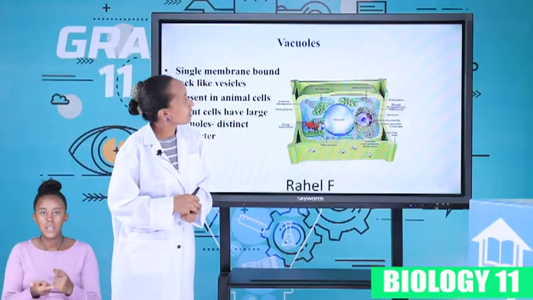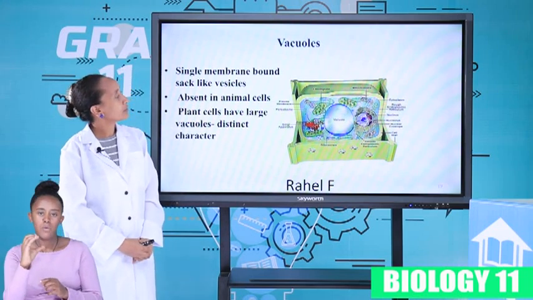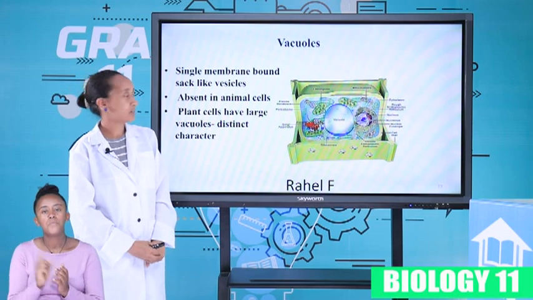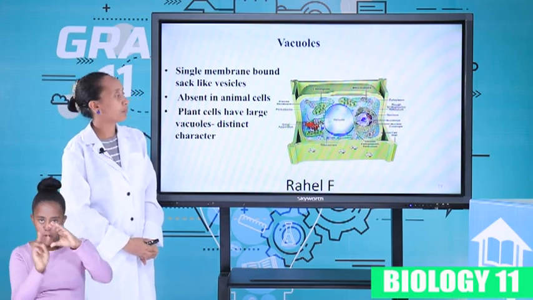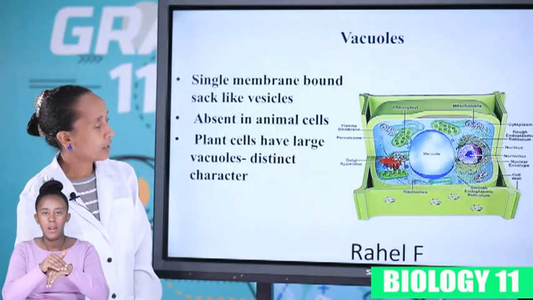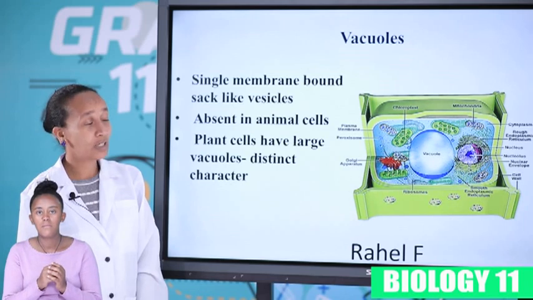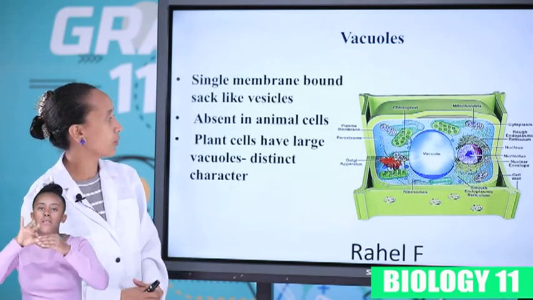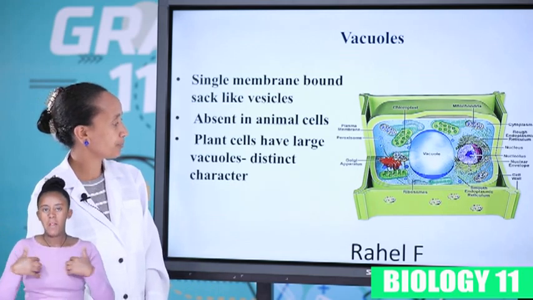The next structure is vacuoles. Vacuoles are vesicles, and they are single membrane bounded vesicles. Structurally, these organelles are found in plant cells, but they are absent in animal cells.